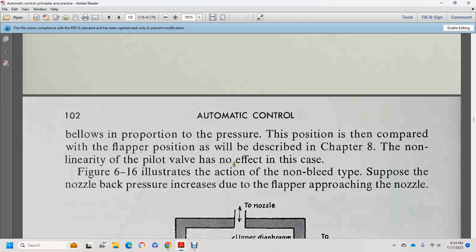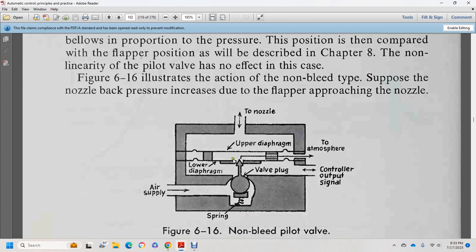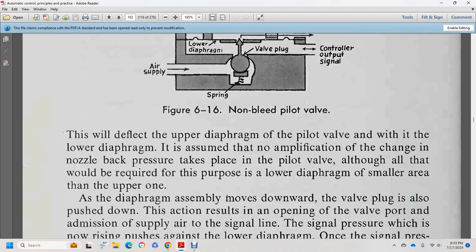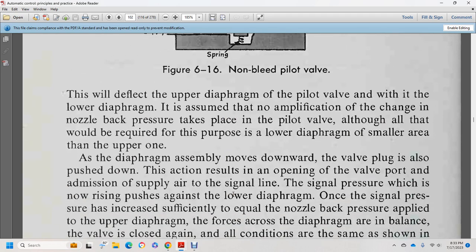Figure 6-16 illustrates the action of the non-bleed type of pilot valve, which supports the nozzle back pressure and creeps with the flapper approaching the nozzle. This shifts the nozzle up with the diaphragm, lower diaphragm, and valve plug, with the atmosphere connected to the controller output signal and the air supply held by the spring while the valve plug deflects the upper diaphragm. The pilot valve has the lower diaphragm and assumes the amplification chamber with the nozzle back pressure. Because of the small area of the upper diaphragm, the lower diaphragm is required for the purpose.